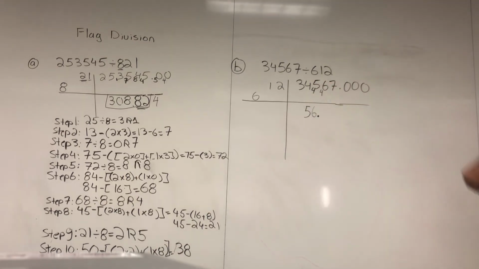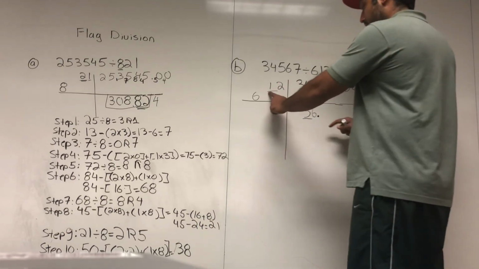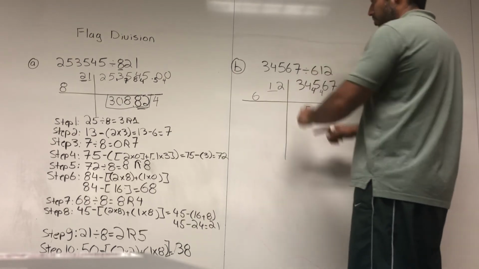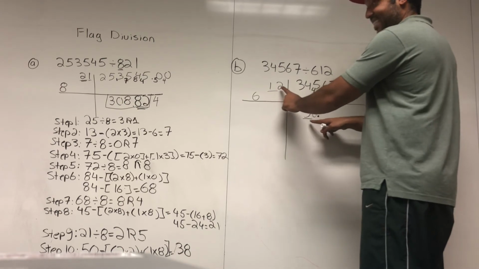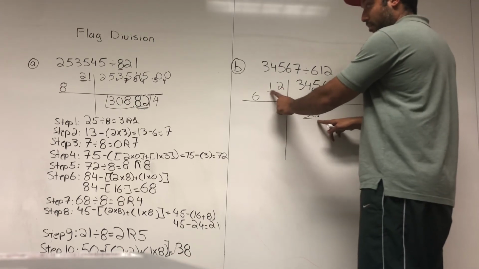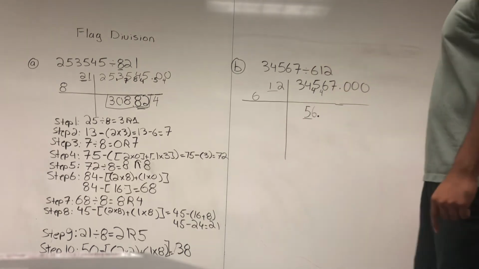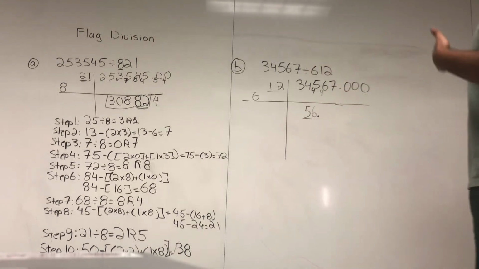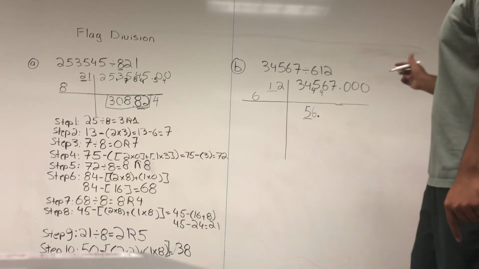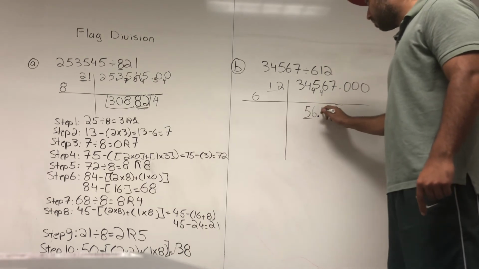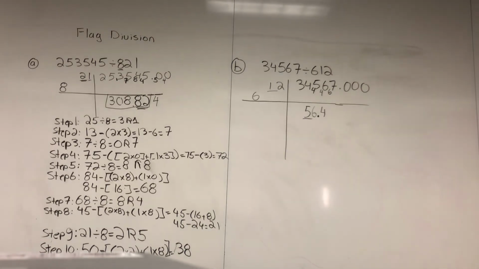Now here's the part where we're going to do the cross multiplication. 1 times 6 plus 2 times 5. 6 plus 10 is 16. 46 minus 16 is 30. How many times does 6 go into 30? Clearly, the answer is 5, but I'm going to say 4 and give myself a remainder of 6.